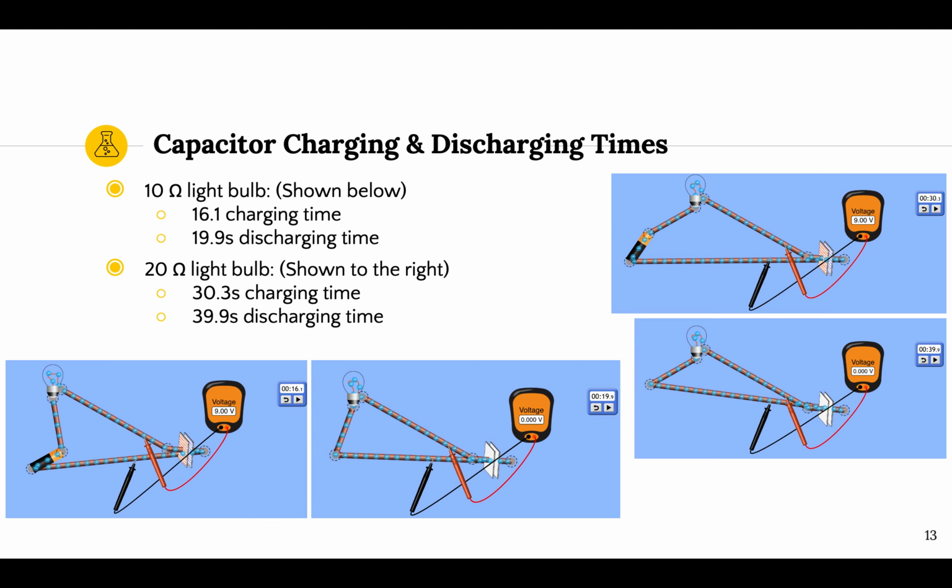So the capacitor charging and discharging times for the 10 ohm light bulb you can see below the two figures on the bottom left side of the screen. It was a 16.1 second charging time and a 19.9 second discharging time. And for the 20 ohm light bulb, the charging time was 30.3 seconds and the discharging time was 39.9 seconds.